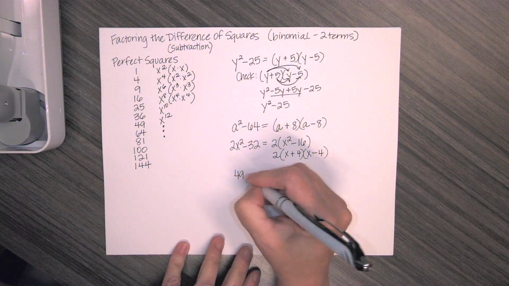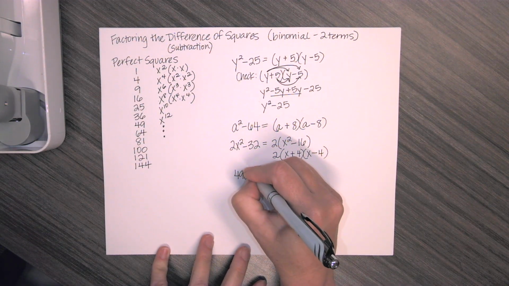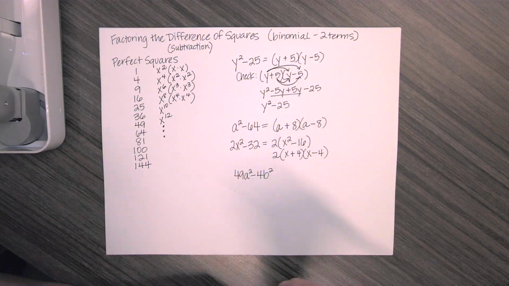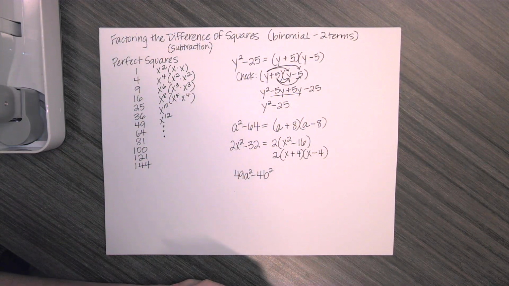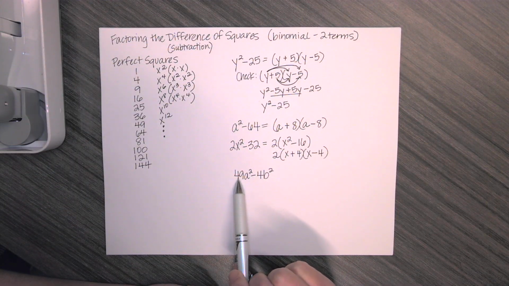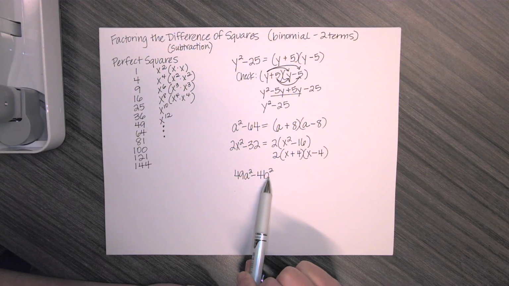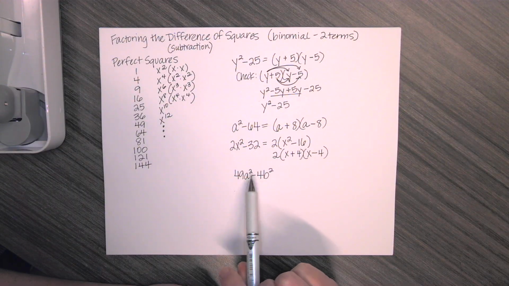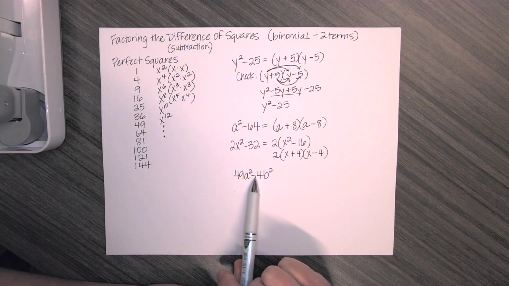All right, let's look at one like this. Now there's more going on in this problem, but we really don't do it any differently. We want to check to see if we have a greatest common factor. It does not look like we do. And then we see that it's got two terms, so we're going to check to see if it's the difference of squares. We see that it's a difference, so that's good.